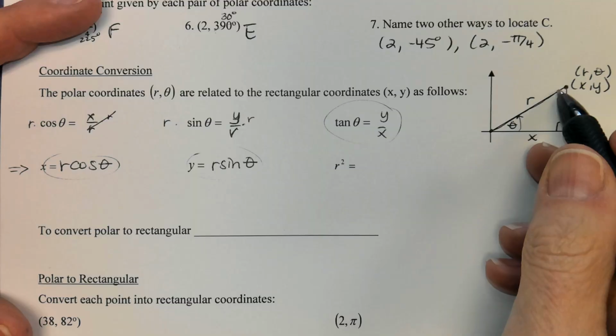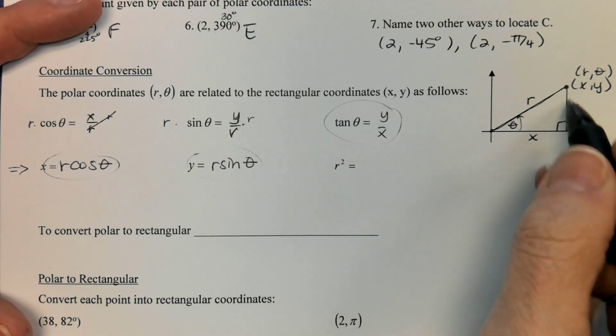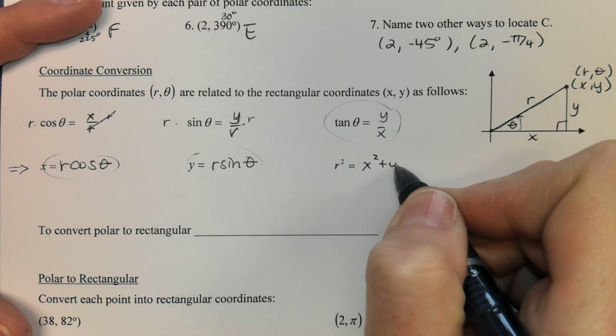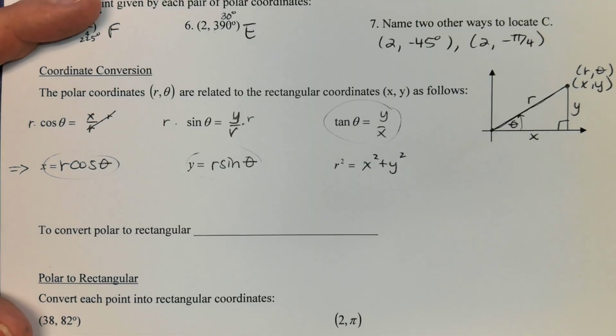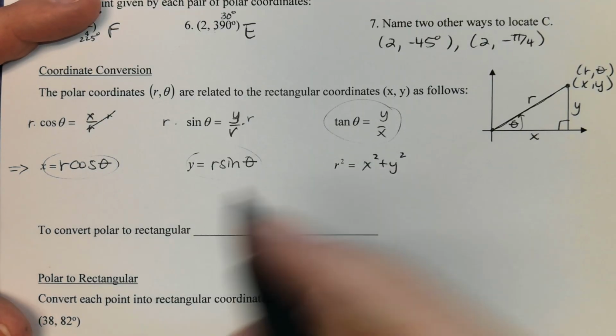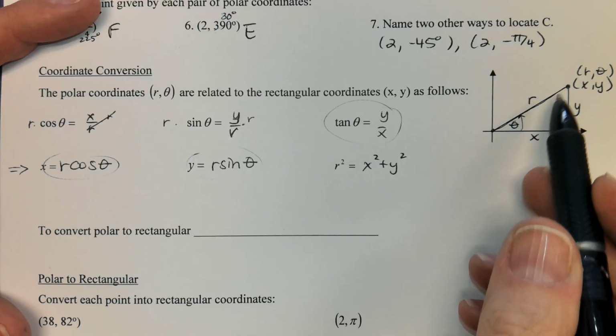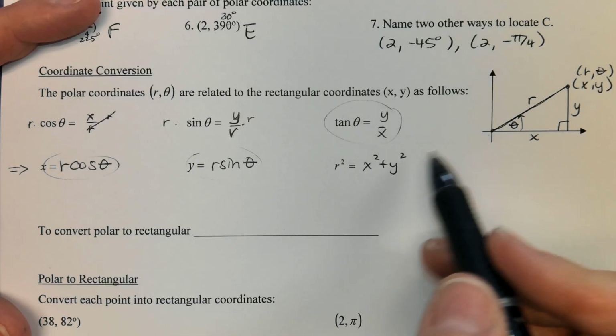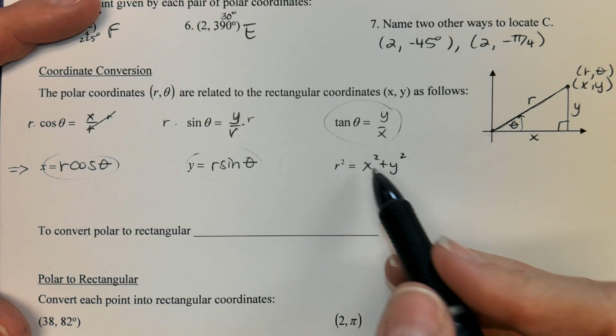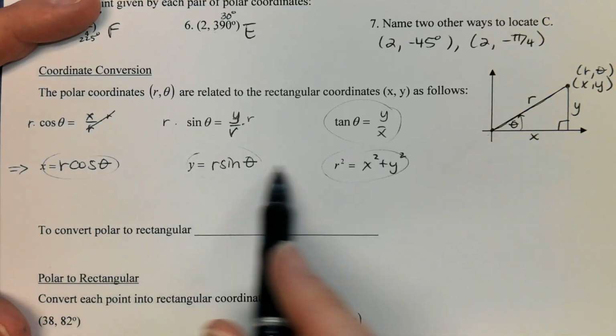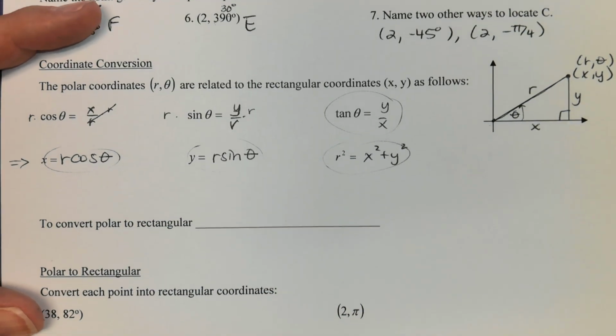And then your last one, r squared, is actually equal to x squared plus y squared. It is Pythagorean's theorem. Usually we put a c where the r is, so a squared plus b squared equals c squared. Just as long as that one's your hypotenuse, and then your a and your b, or your x and your y, are your two sides of your triangle. So those are your four big converting type equations.